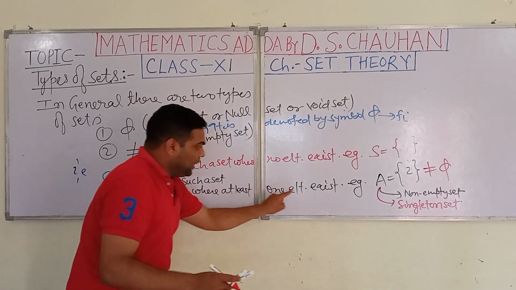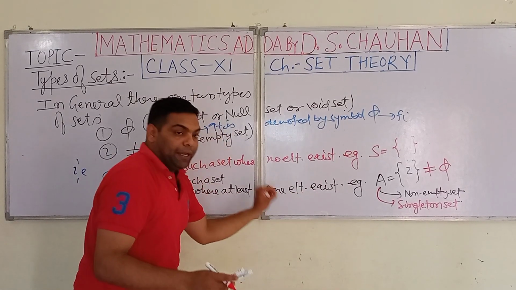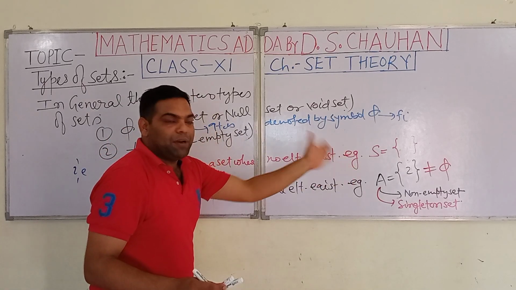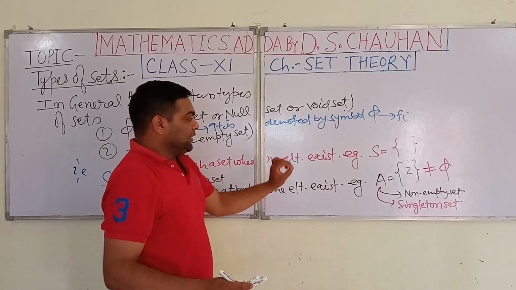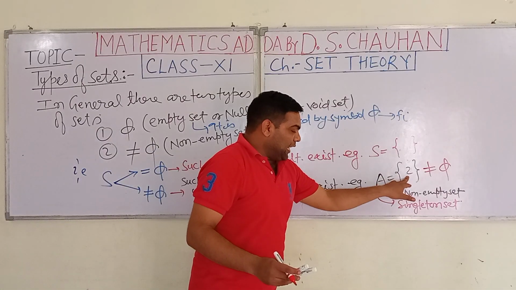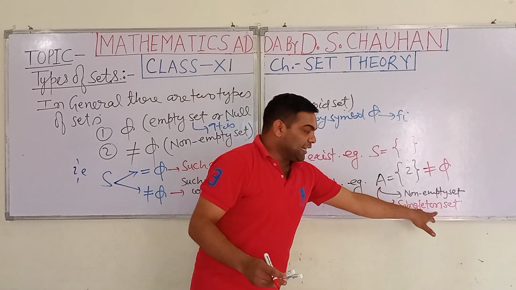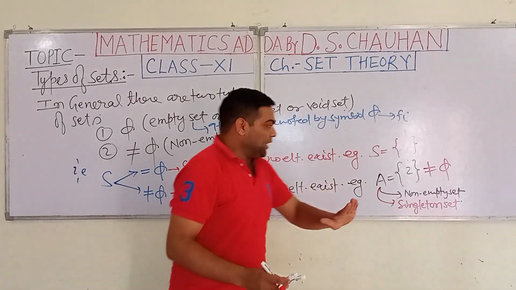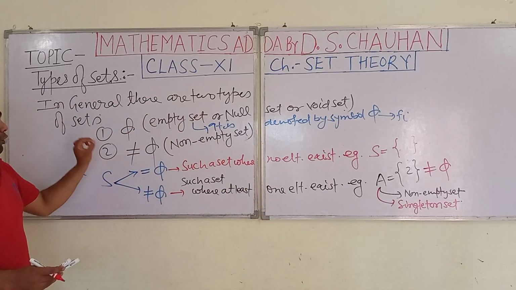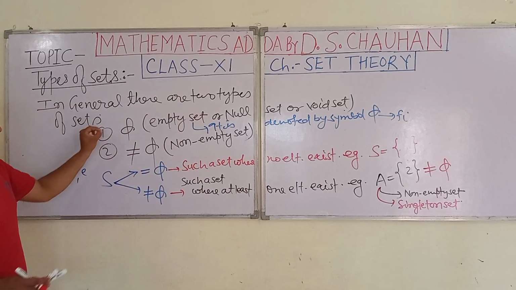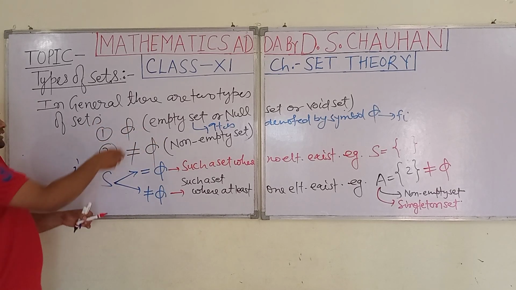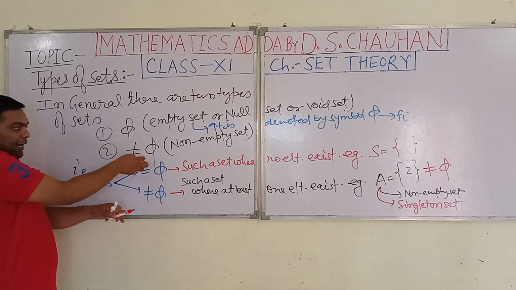Firstly students, this is a non-empty set. Why is it a non-empty set? Because here one element exists, and by the definition of a non-empty set, it is such a set where at least one element exists. Minimum it can be one, and there is no limit for the maximum number of elements. Also, it is a special type of set where only one element exists, that is the singleton set.